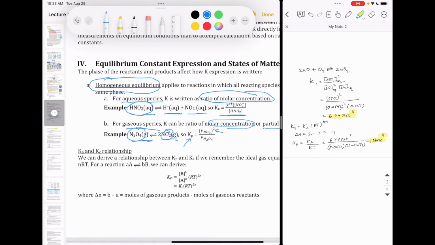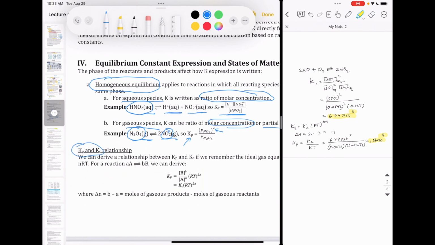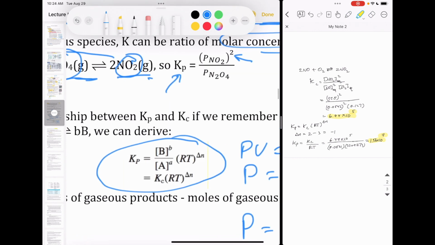Now, of course, it turns out Kp and Kc are related to each other because of the ideal gas equation, which is PV equals nRT. So P, which is pressure, is n over V times RT. What is n over V? Well, that is just concentration, right? So in other words, P is equal to concentration times RT. You can actually derive an expression, which is shown right here, where Kp, once you relate it to concentration, will just be equal to Kc times RT, gas constant times temperature in Kelvin, raised to the power of delta n.